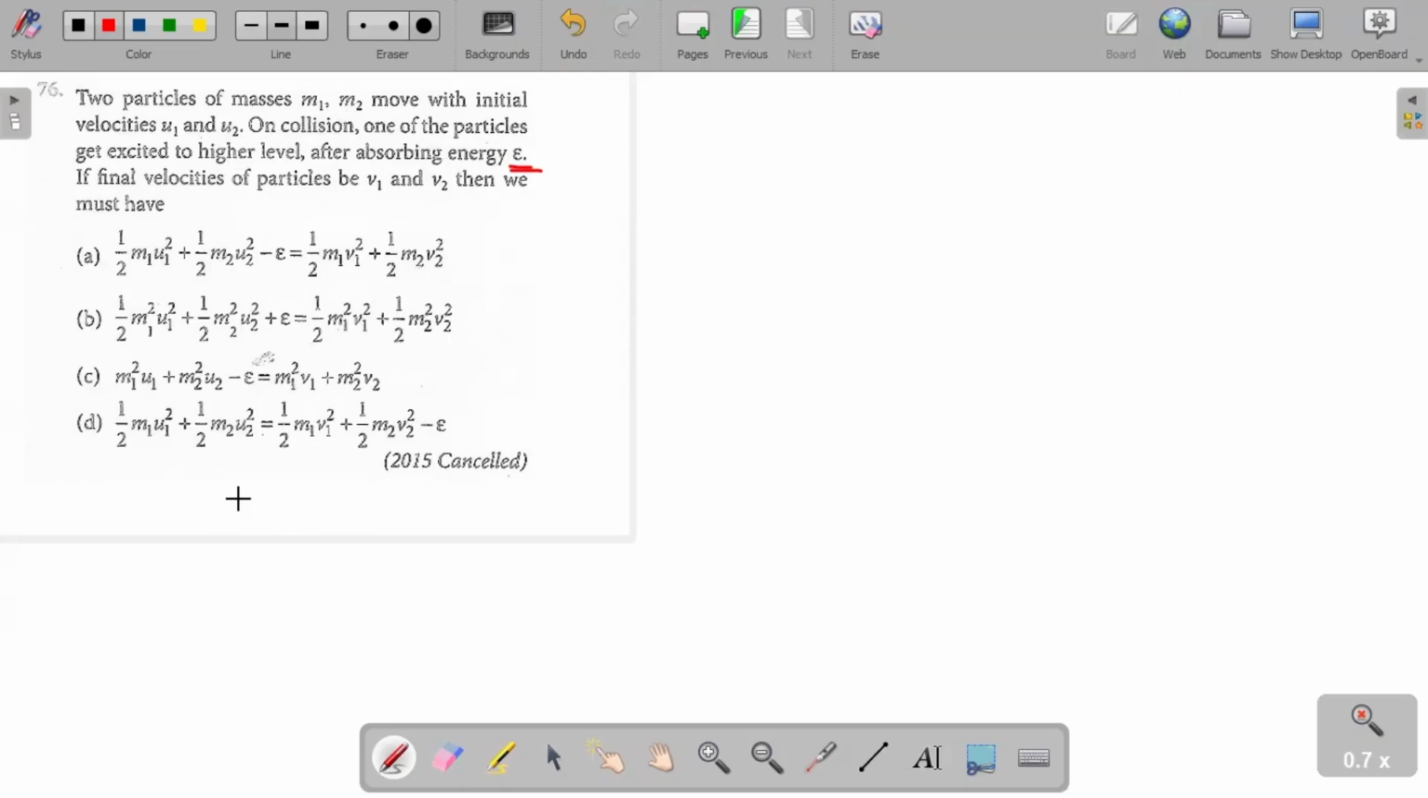Hey, what is happening? Kinetic energy initially: the initial kinetic energy is half m1 u1 squared plus half m2 u2 squared. This is the kinetic energy before collision. After collision, their velocities are v1 and v2, and the kinetic energy is half m1 v1 squared plus half m2 v2 squared.